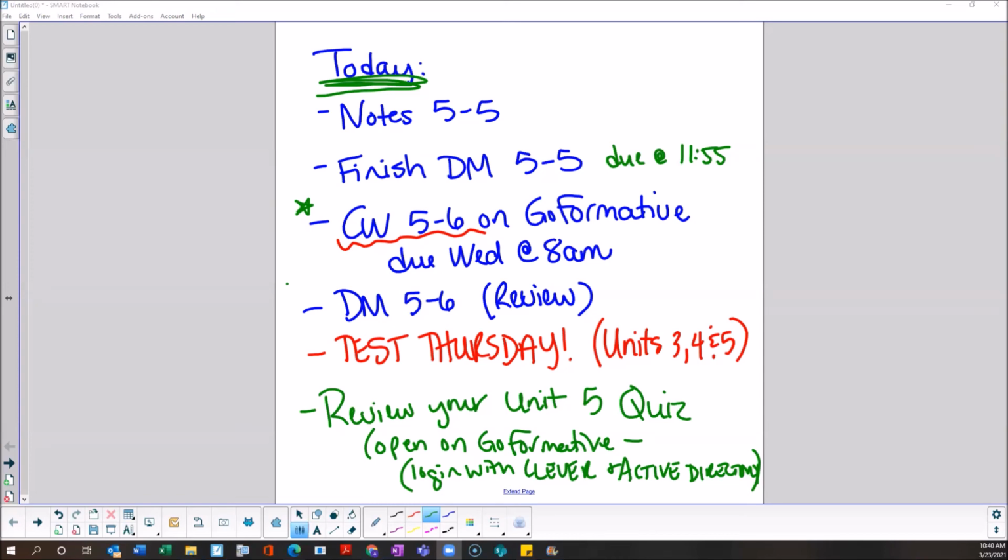Question: is there an answer key to the review sheets, Circles Part 1 and Part 2? Yes, there is. I can post that in the Unit 5 folder on CTLS. Mine are separate, but yours should have been stapled together if you picked one up. So if you look on CTLS, though, they're two different PDFs. Okay.